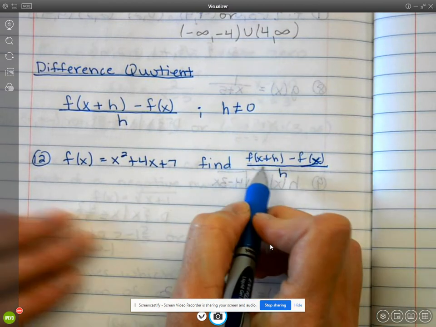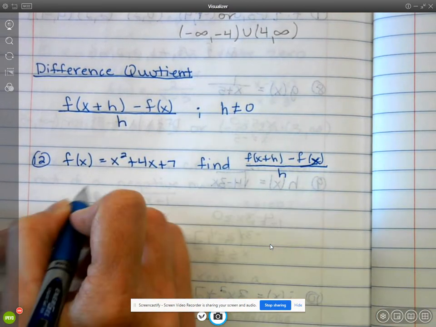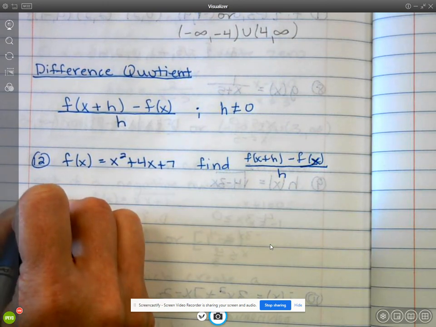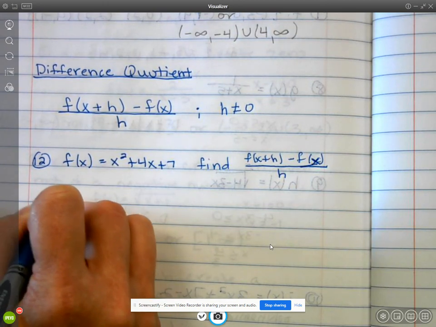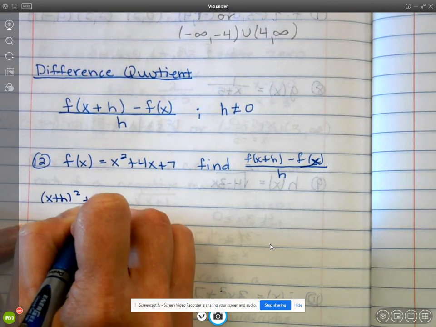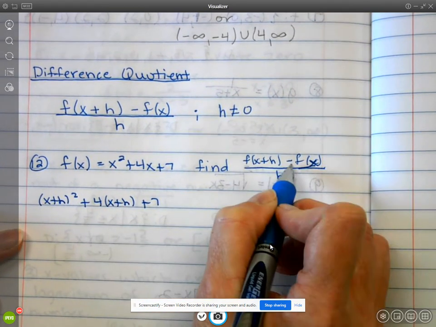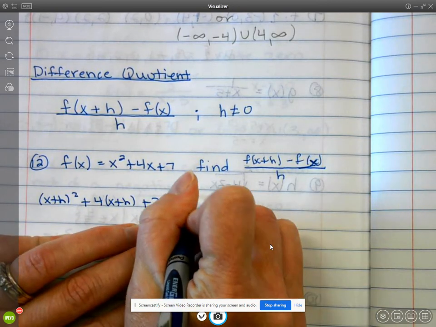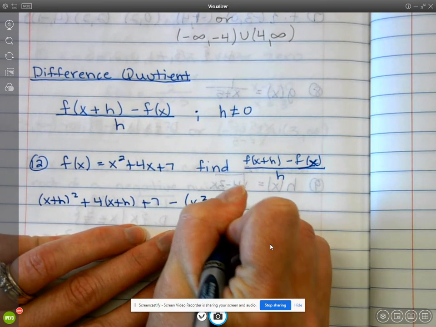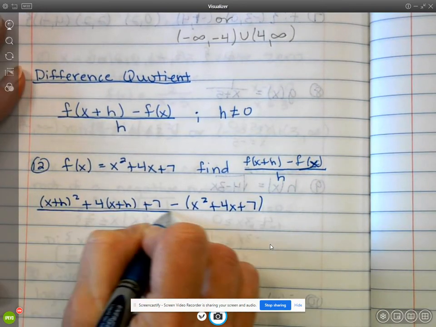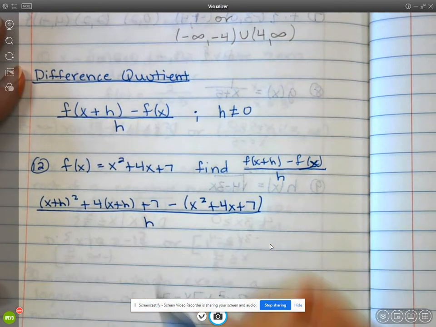All right, so I'm going to take this little piece. So for these x's, I'm going to plug in x plus h. So I have (x plus h) squared plus 4 times (x plus h) plus 7. All right, minus the actual function, so minus the function. And that's all over h. All right, I'm going to switch to a pencil in case I mess something up.